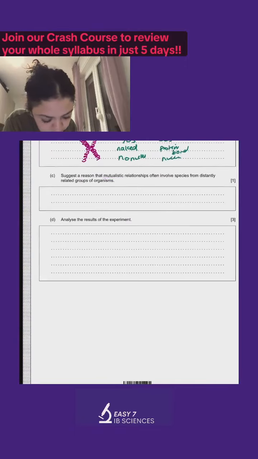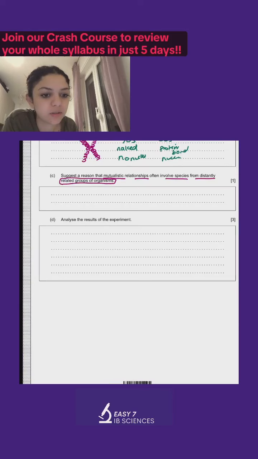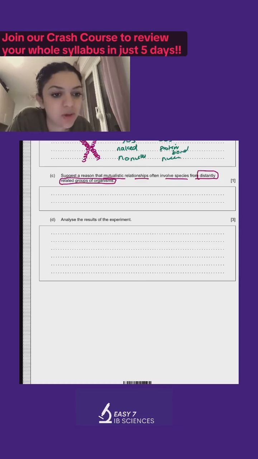Suggest a reason that the mutualistic relationship often involves species from distantly related groups of organisms. So why is it important in mutualistic relationships that they originate from distantly related organisms? Why is that important? If they were close in relationship of organisms, what would be an issue? What is that type of relationship?